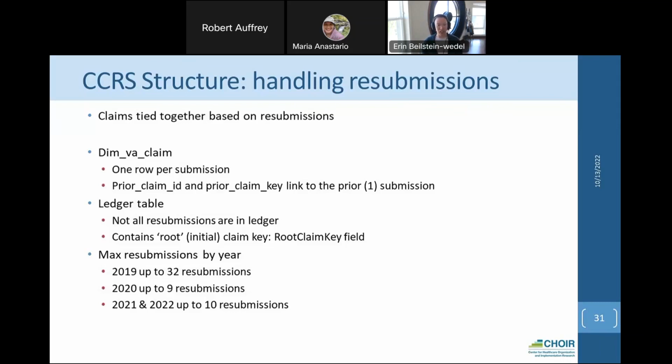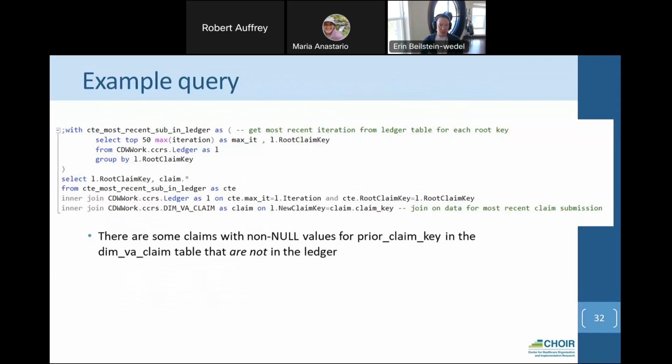It gets better in 2020 and 2021. Those just have a max of 9 and 10 resubmissions, but still all left joins. So this is an example query on how you might want to use this ledger table, which I have at the top in the CTE, to identify the most recent submission for a claim, and that count is in this iteration field, and then you have some joins to get you the final claim out of the DIM VA claim table.